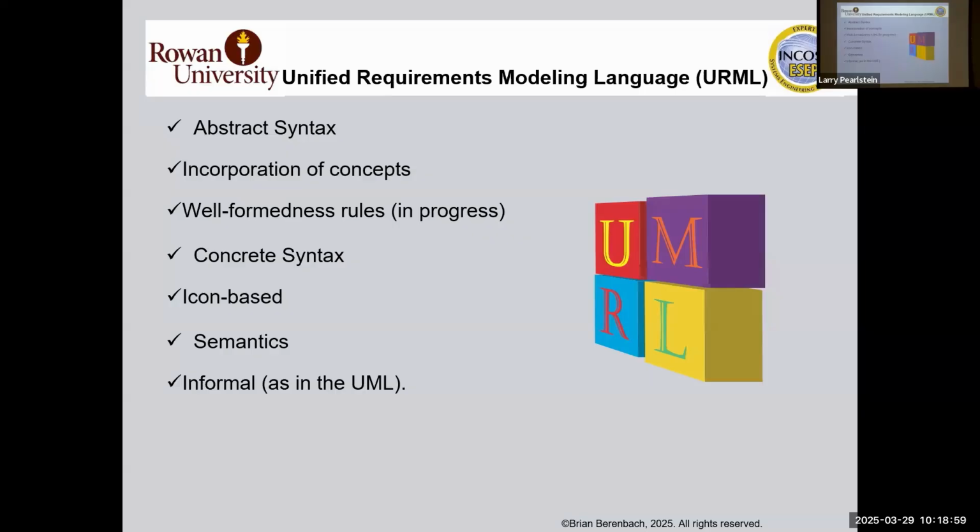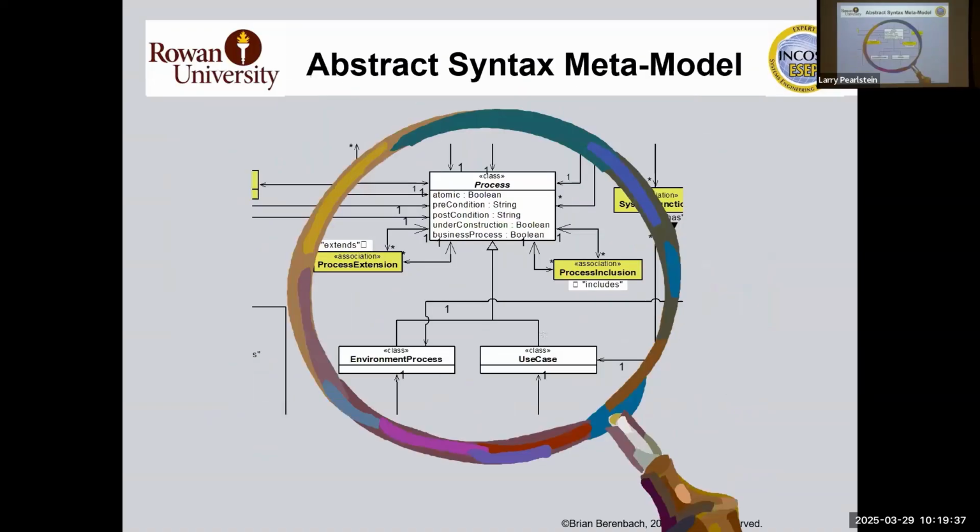Now, I'm going to start with the Unified Requirements Modeling Language, which is, the URML is very simple. You take SysML and you change the symbols so that they can be a little more expressive. But they are the same symbols. The oval of SysML and UML means process. This is a process. It could be a high-level process. It could be a low-level process. And the square represents the entire system.